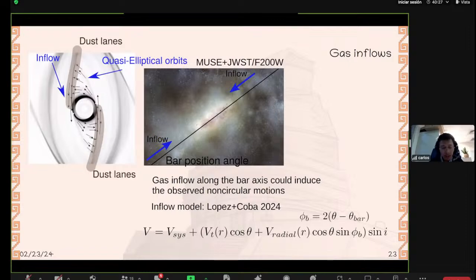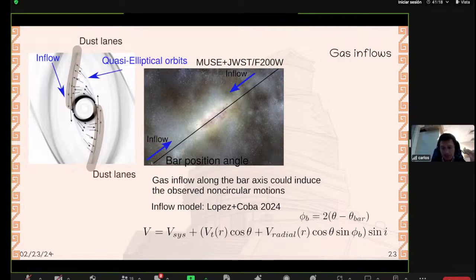As I mentioned before, one of the flows that are expected to occur in bars are inflows along the bar dust lanes. After the gas reaches the bar dust lane, it shocks and loses angular momentum and infalls towards the galactic center. This inflow is expected as well in barred galaxies, but due to the complexity of these flows, it is difficult to associate the non-circular motions observed to an inflowing gas.